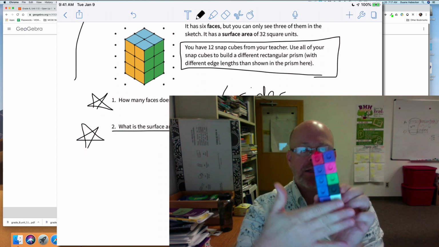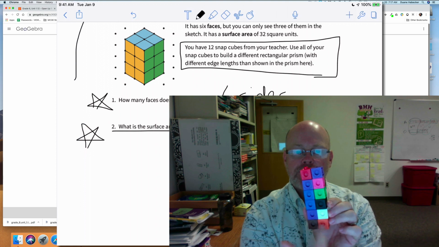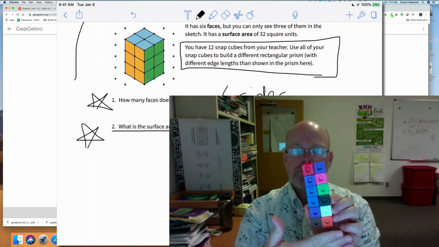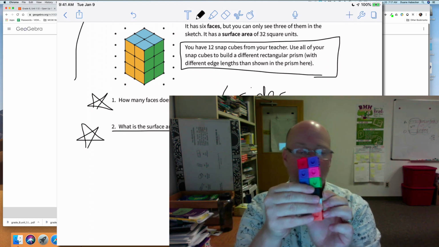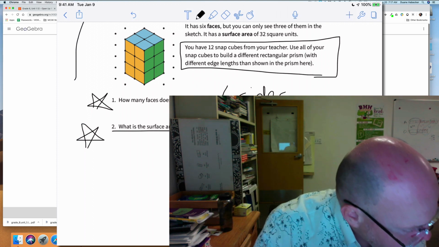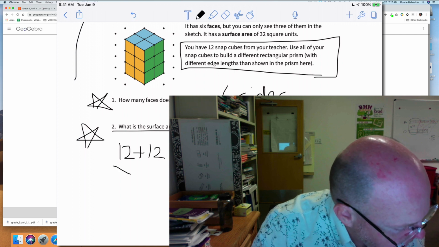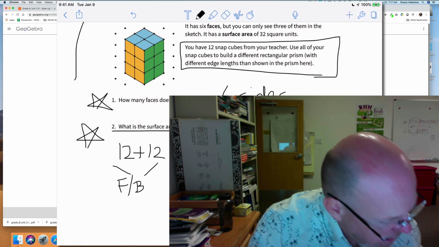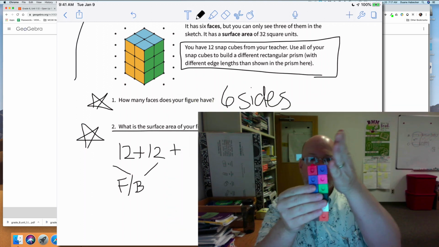So if I'm looking at the front, I'm going to think 1, 2, 3, 4, 5, 6, 7, 8, 9, 10, 11, 12. 12 Post-it notes on the front, 12 Post-it notes on the back. So that's 12 plus 12. So let's write that down. So 12 plus 12, because that's the front and the back, plus, now we're going to go side and side.